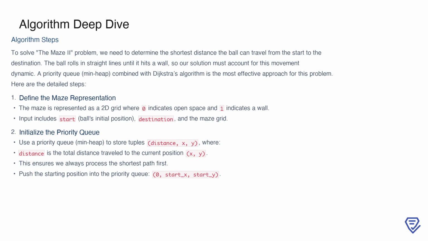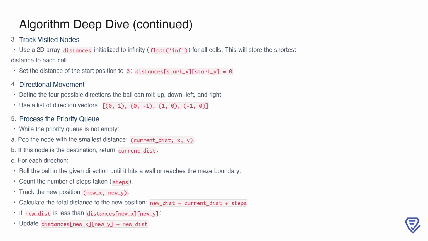processed first. To keep track of progress, we use a 2D array called distances, which is initialized to infinity for all cells. This array will store the shortest distance to reach each cell in the maze. For the starting position, we set the distance to 0. Additionally, we define the 4 possible directions the ball can roll: up, down, left, and right. These are represented as direction vectors to simplify the movement logic.